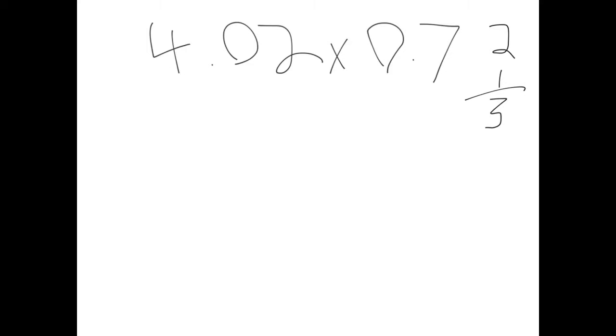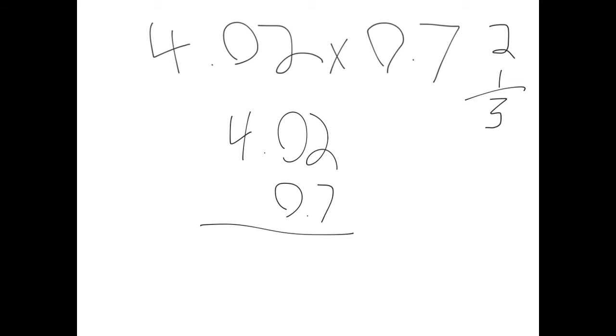Then you're going to want to line it up vertically, so 4.02 times 0.7. And your decimal points don't have to line up because we already have our spaces that we're going to be moving decimal points over. So then you just multiply regularly. 7 times 2 is 14. 7 times 0 is 0 with a 1. And then 7 times 4 is 28.